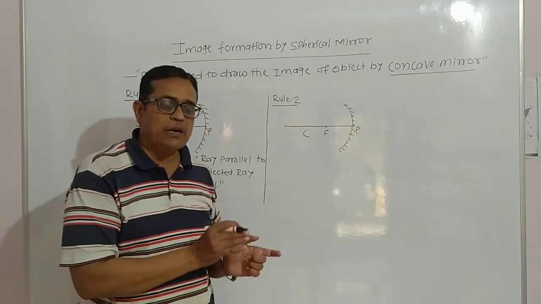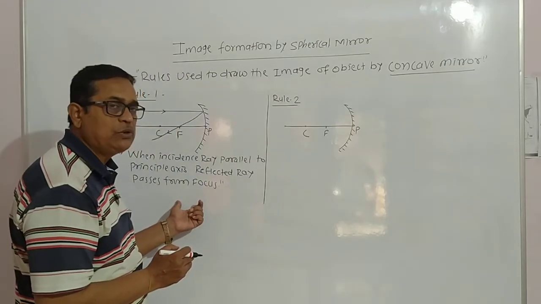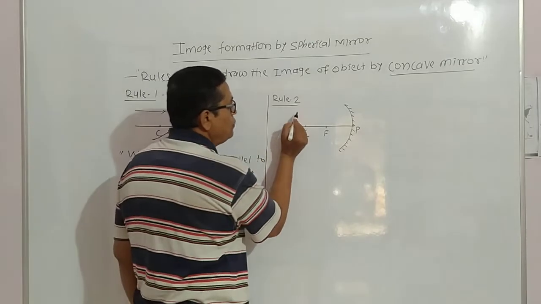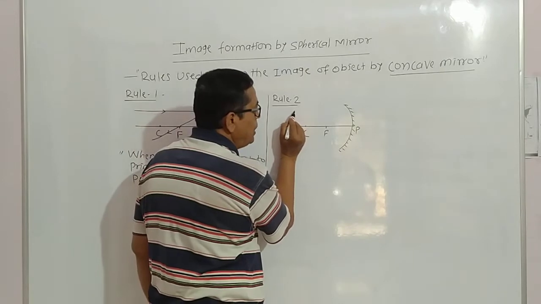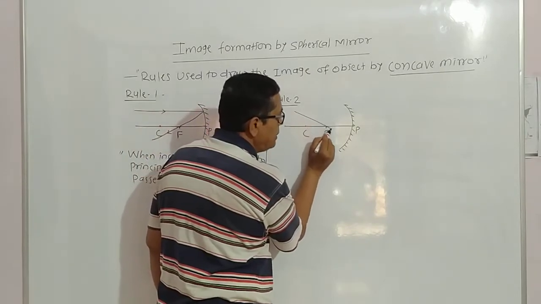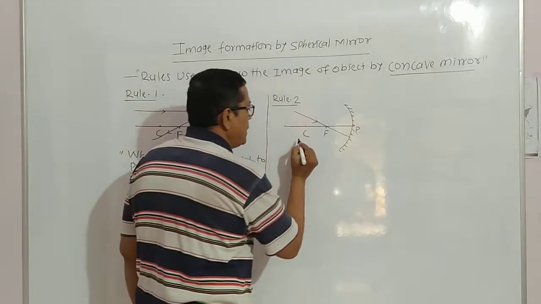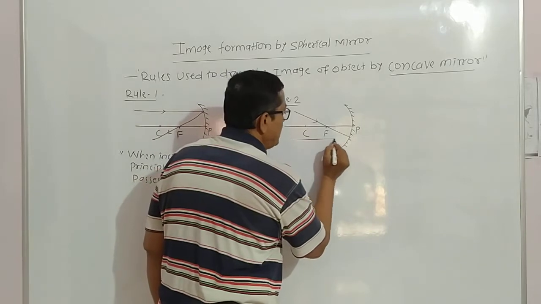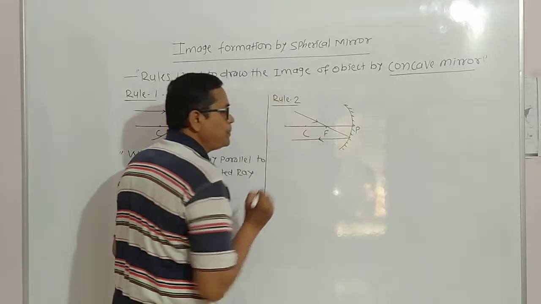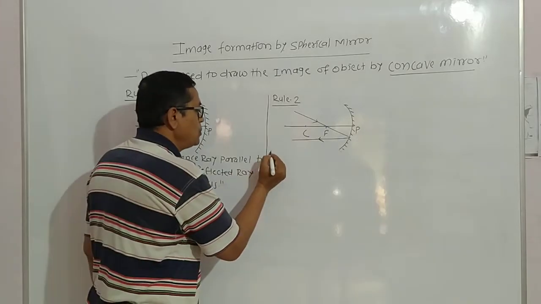the reflected ray is parallel to the principal axis, which is exactly opposite to the first rule. Look carefully how we draw that diagram. When the incidence ray passes through the focus, then the reflected ray is parallel to the principal axis. That is rule number 2.